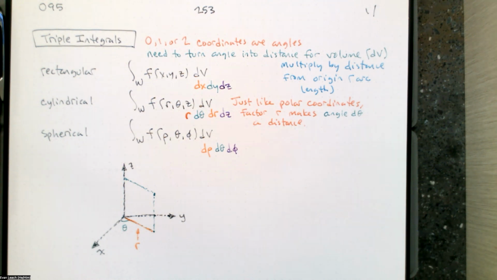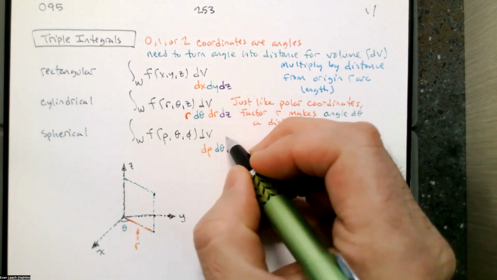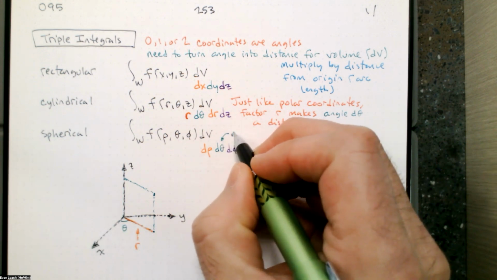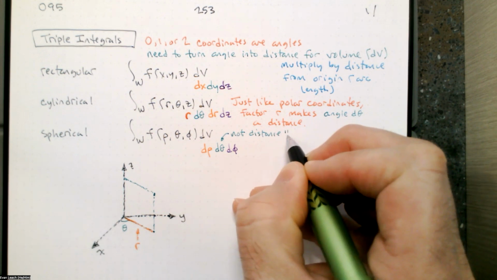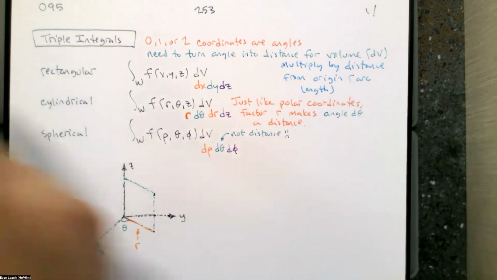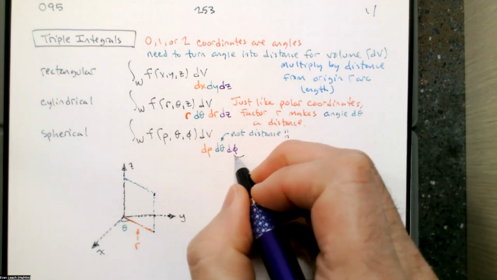I just realized I didn't want to write these all together. Well, this is fine. I'll just use different locations. So d theta is not a distance, and d phi is also not a distance.